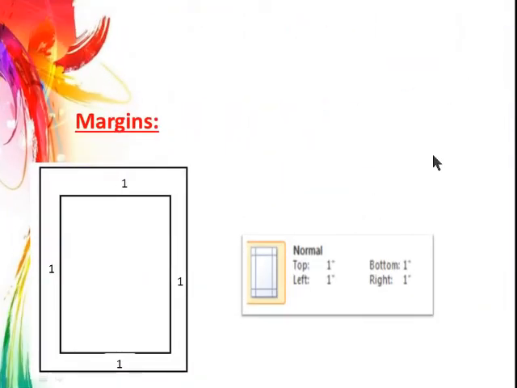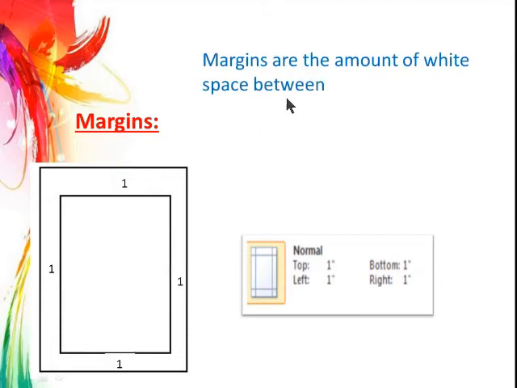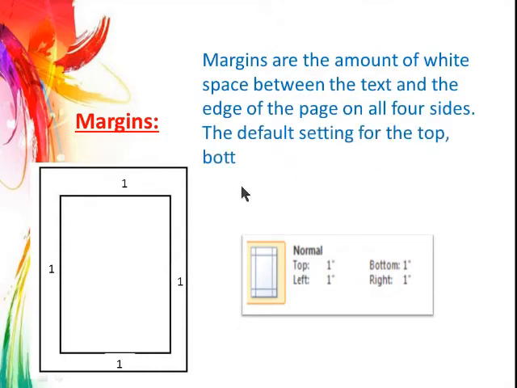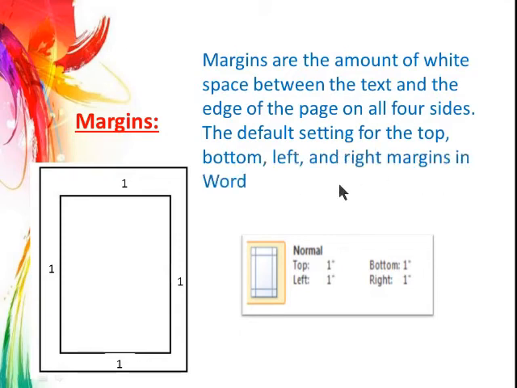Now I'm just telling you about margins here, so you can understand what the margins actually are which you want to change in your page. Just look here. Margins are the amount of white space between the text and the edge of the page on all 4 sides. Keep in mind, on all 4 sides. The default setting for the top, bottom, left and right margins in Word 2013 is 1 inch.